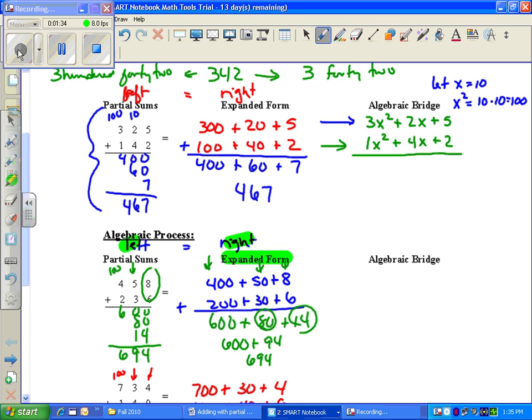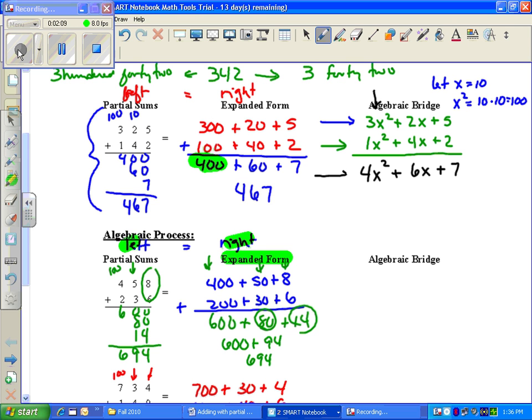We're going to add this up. Looking at the hundreds, I know from what I did previously, I have 400. Looking down this left-hand column, I have 3x squared plus 1x squared. In other words, 300 plus 100 is 4 hundreds. Looking down the tens column, I have 2 tens plus 4 tens, 6 tens, or 6 x's. 5 plus 2 is 7.